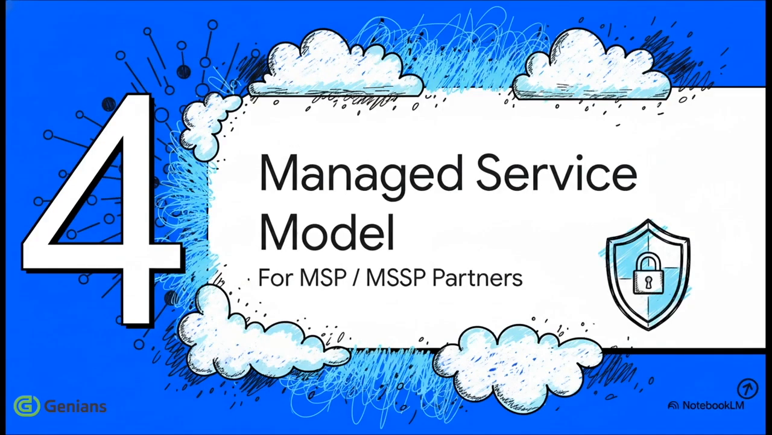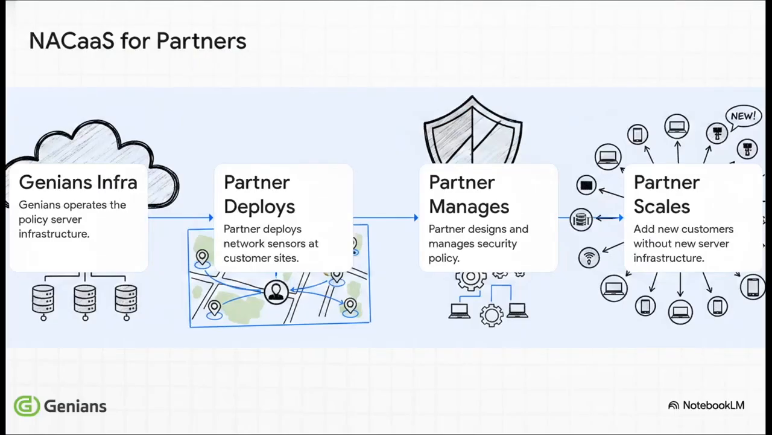We're on to Section 4, and this one is specifically for our MSP and MSSP partners. This is the managed service model, which is all about how you can deliver NAC as a service to your clients. So the most important thing here is the structure of this NAC as a service model. It's simple. Genians operates the back-end infrastructure. The partner's job is to deploy sensors at their customer sites and then manage the security policy.